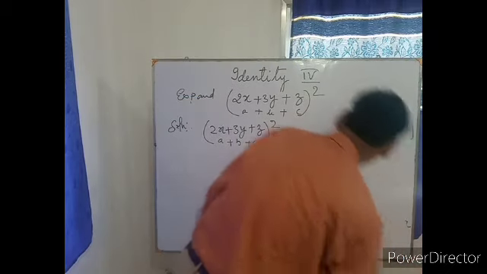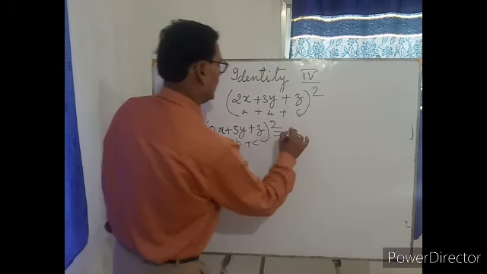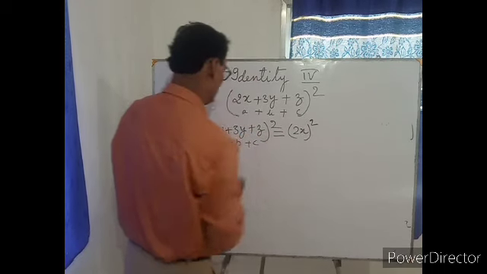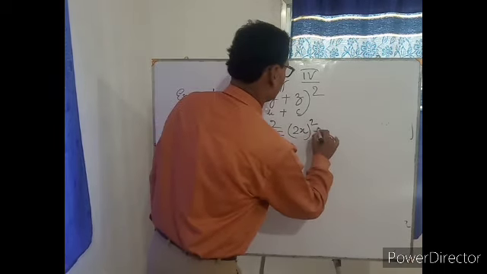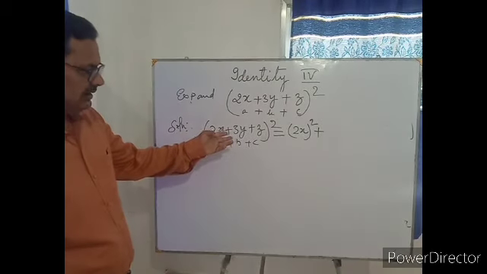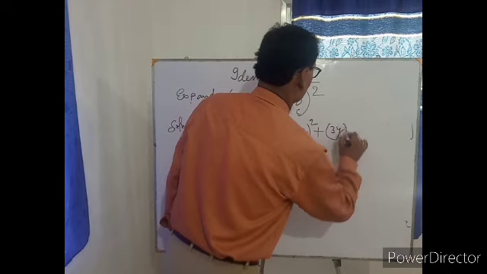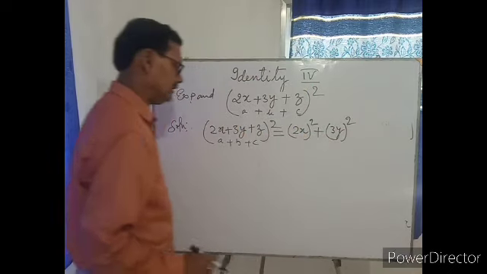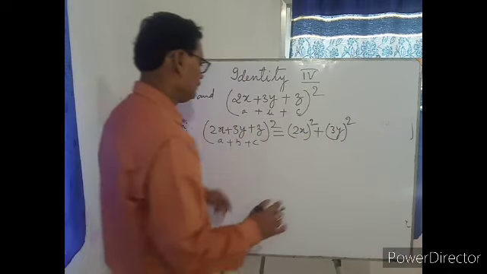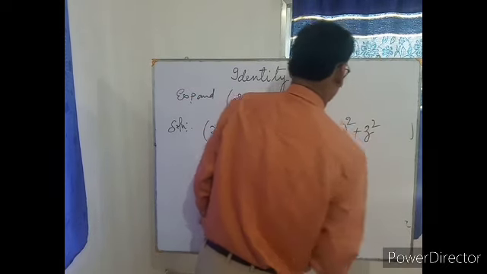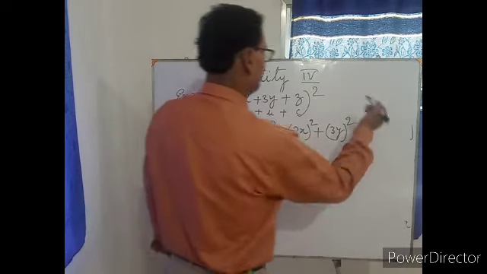A square. First of all, a square. What is a? 2x. We will put it in brackets, and then we will write a square plus b square. What is b square? What is b? b is equal to 3y. So (3y) square. We must put it in brackets and then do it, otherwise you will commit a mistake. Now plus c square. It is z square. It is alone, so it may be written like this.